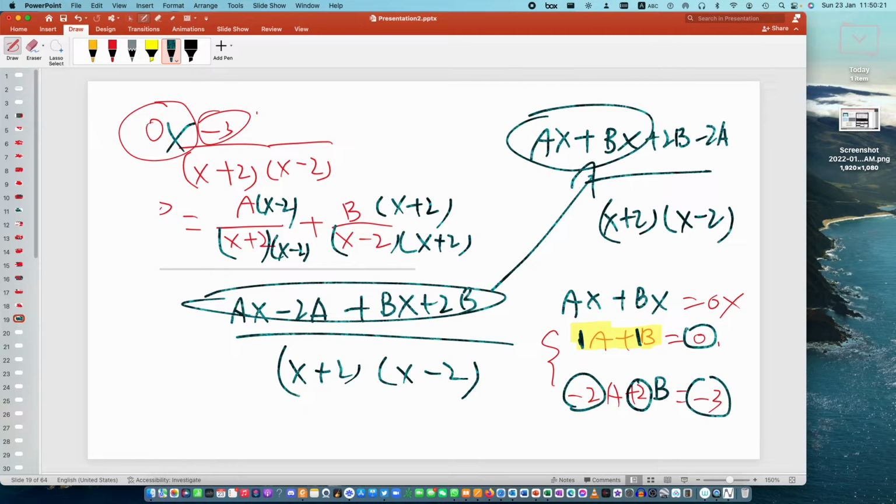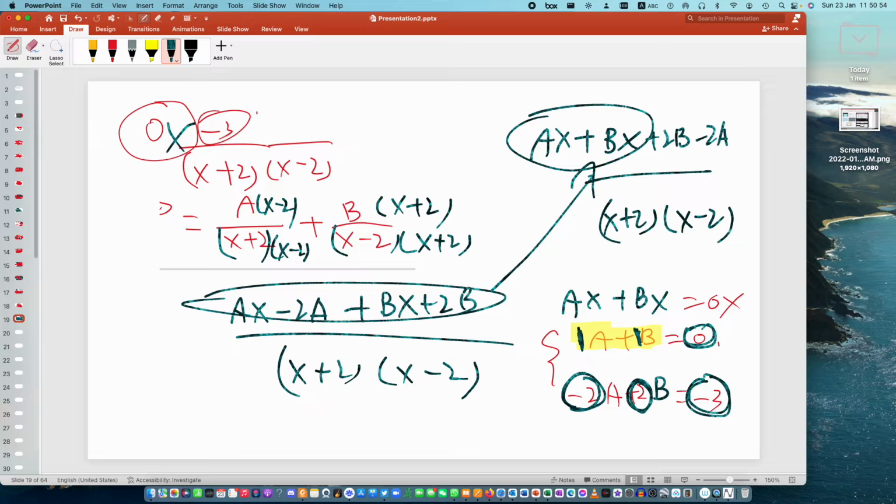Wait, I still don't understand. Go to the simultaneous equation. You have two rows, right? So the first row is 1, 1, 0. The coefficient of A is 1, right? The coefficient of B is 1, right? Then 0 is the right hand side. Then the second row, the coefficient of A is minus 2, the coefficient for B is plus 2, and the right hand side is minus 3.